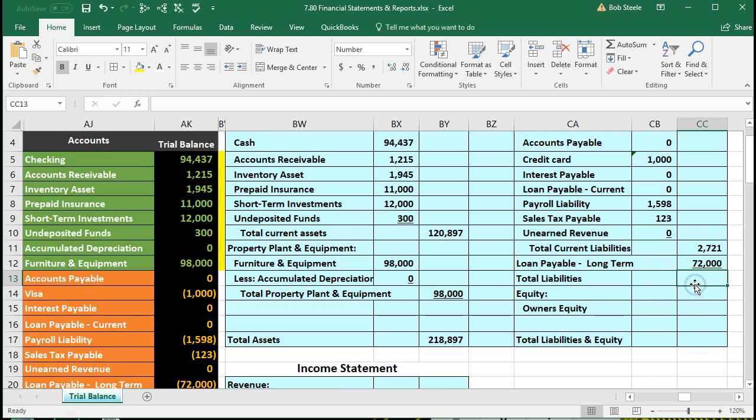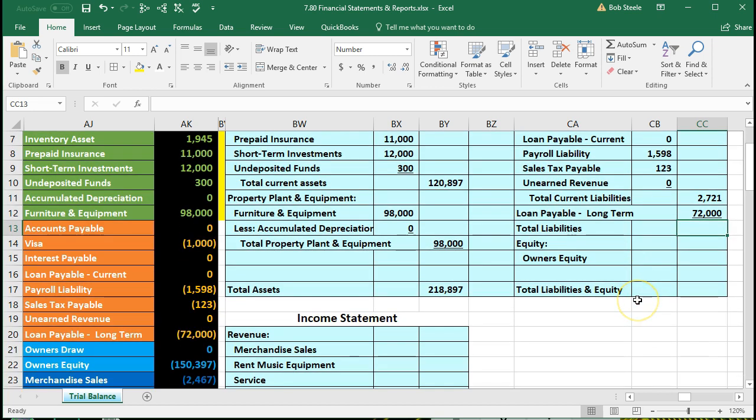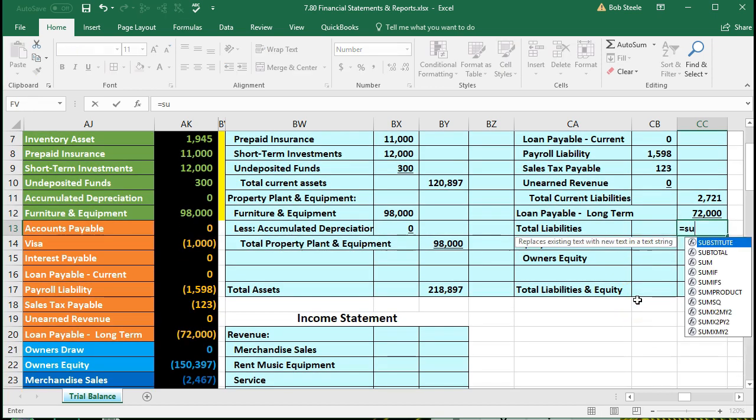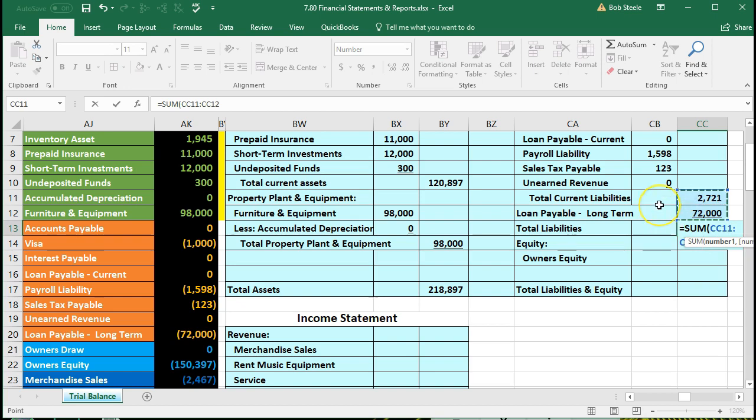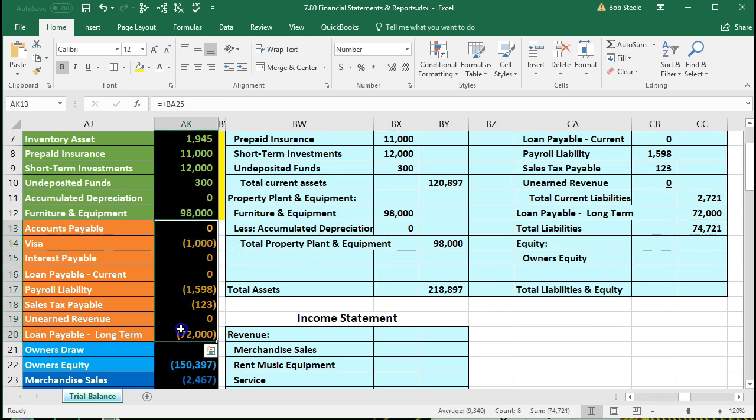Now we have total liabilities, which will be the current liabilities and that one long-term liability. We're going to use the sum function in order to add those up. Equals SUM, double-click the sum function, and highlighting the 2,721 and the 72,000 will give us the 74,721. Once again, if we want to double-check that, that's all the liabilities. That should be all the orange accounts. If we highlight all these liabilities, all the orange accounts, we get 74,721. So that looks correct.